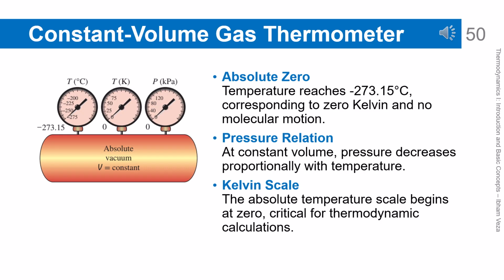Constant volume gas thermometer. A constant volume gas thermometer operates based on the linear relationship between pressure and temperature. As temperature decreases, pressure also decreases proportionally. When extrapolated, the pressure becomes zero at absolute zero temperature. The Kelvin scale is defined based on this point. Therefore, this scale is very important in thermodynamic calculations.